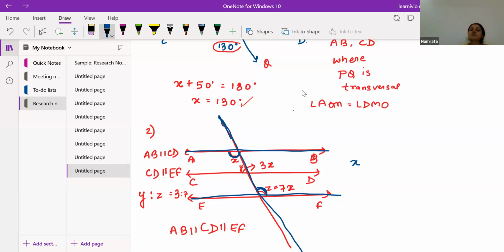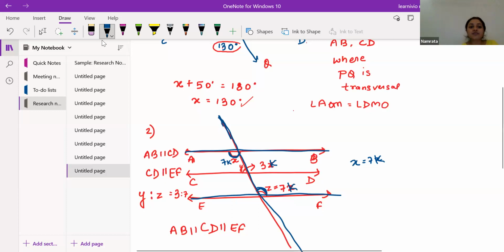Can we say X is also 7K? I took X only because X was already there, so we must take another variable. Okay, the X value will also be 7K, because X makes a pair of alternate interior angles with this Z. So this X is also 7K. Now what do we have to find? We have to find the value of X.